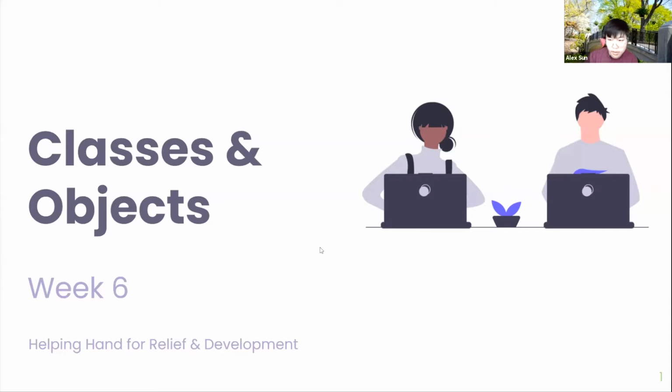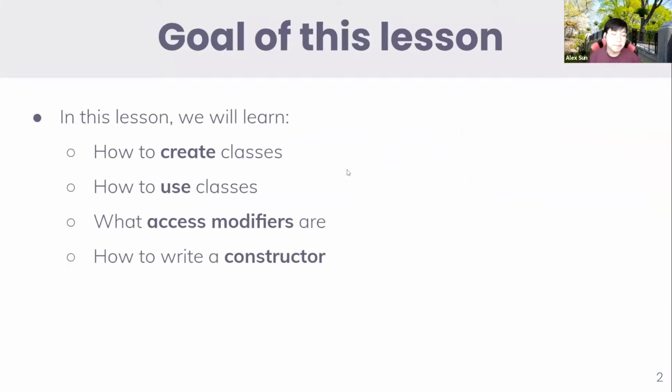All right. So we will be talking about classes and objects this week. Don't worry, you're not supposed to know what those mean yet. We will get to those on the next few slides. So the goal of this lesson: we will learn how to create classes, how to use classes, what access modifiers are, and how to create a constructor for our classes. You're not really supposed to know what those words mean. As I said before, we'll get to those. Hopefully, you'll know at the end. So let's get started.